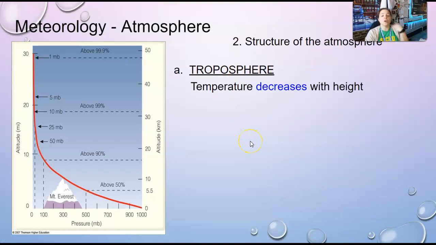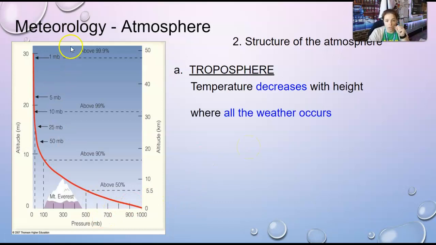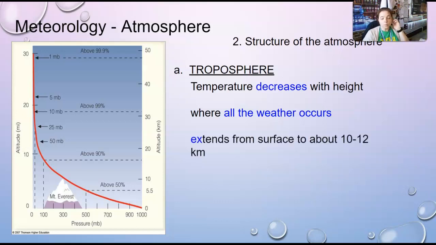So in the troposphere, the temperature decreases as you go up in height. And this is where all weather occurs. If you look at this, the water vapor is what you need for weather. It's mostly right here in the troposphere. Very little of it gets up into the stratosphere. And this extends all the way from the surface of the Earth to 10 to 12 kilometers.